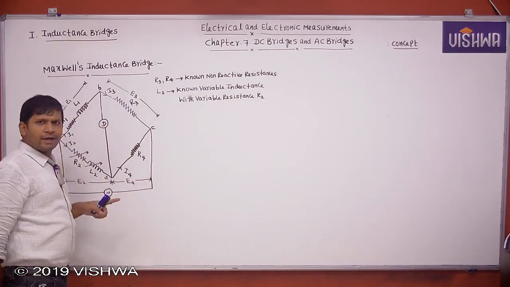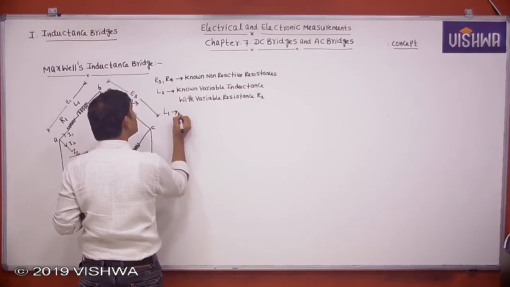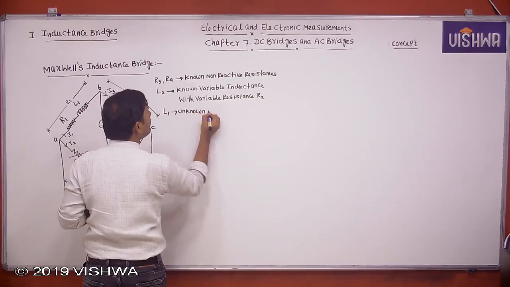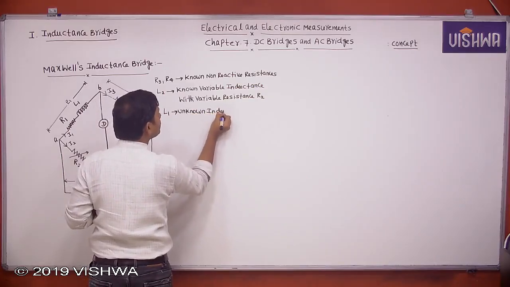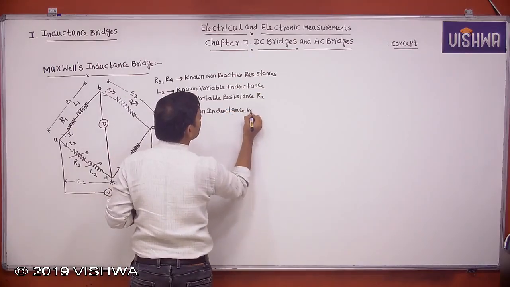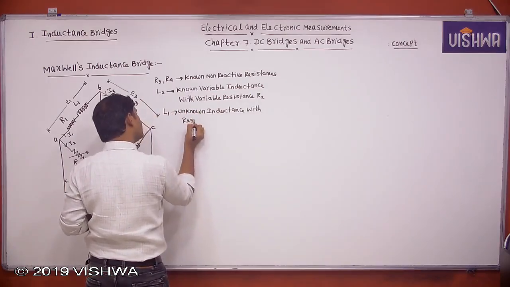L1 is the unknown inductance with resistance R1. This you want to find. L1 is the unknown inductance, with resistance R1.